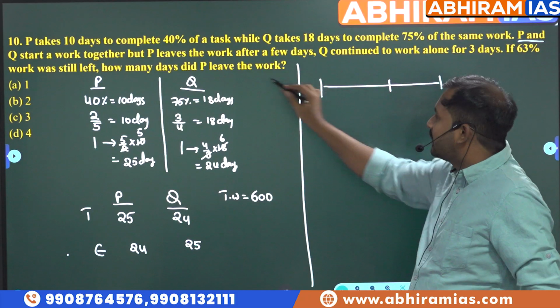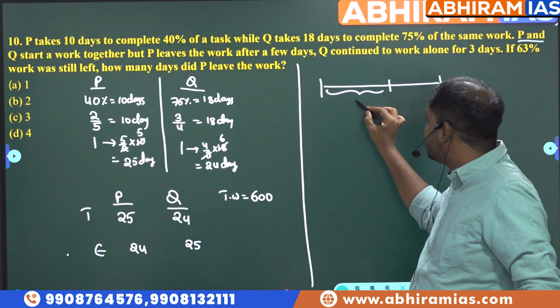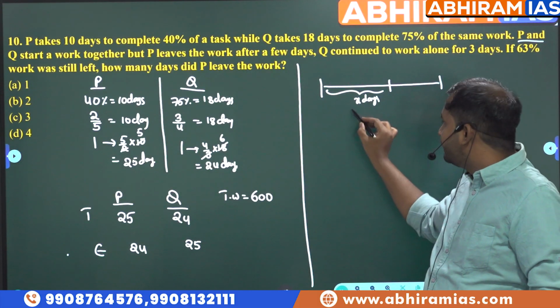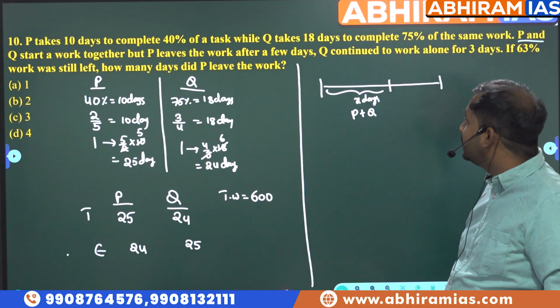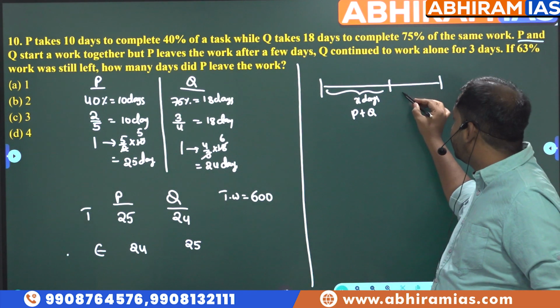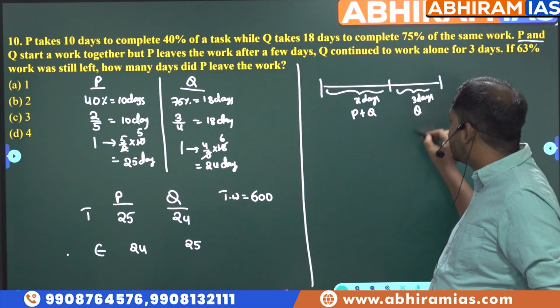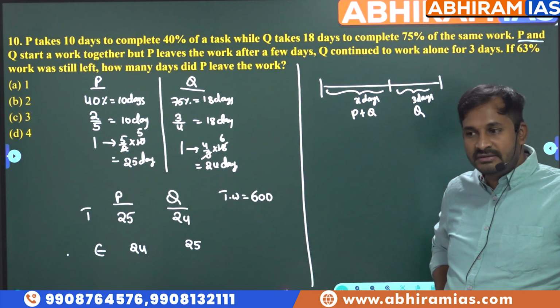I will draw a timeline. Manaku adigindi kuda after how many days did P leave? So, I will assume this as some X days. This X days was worked by whom? P plus Q. And after P left the work, who worked? Q. And he continued for how many days? 3 days. So, for these 3 days, Q worked.